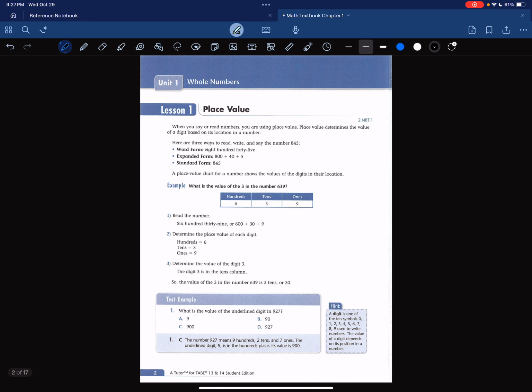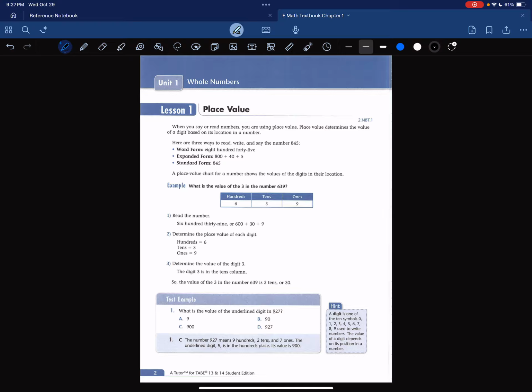Please do not write in the textbook unless your teacher has told you it's okay. You can use scrap paper or you can even use your notebook where you're putting your notes. Whatever you want to do is fine, but please follow your teacher's instructions.